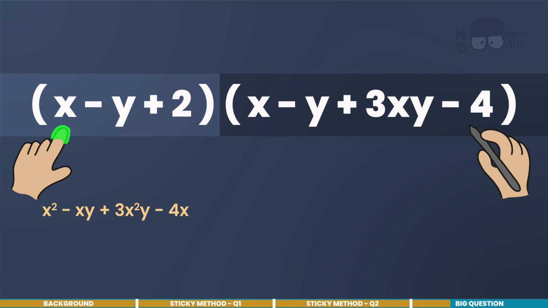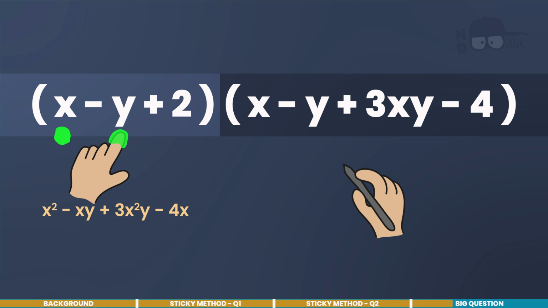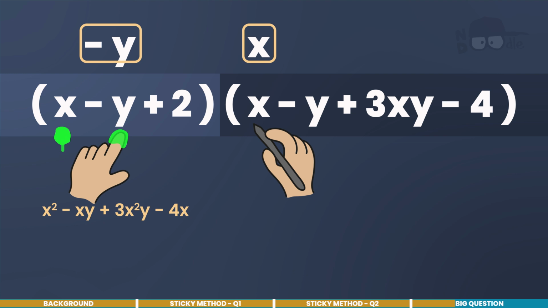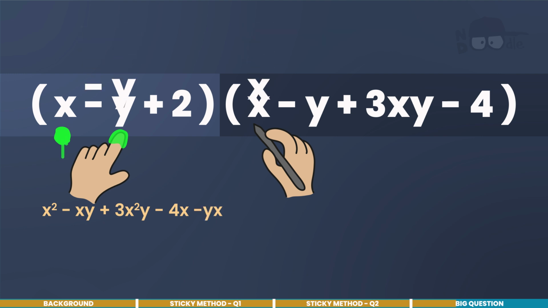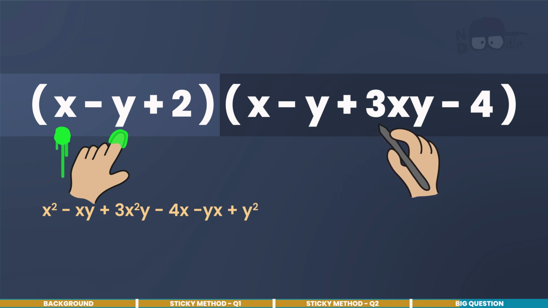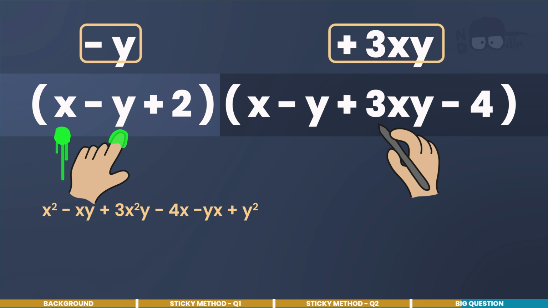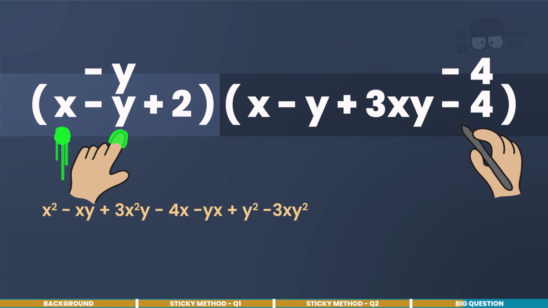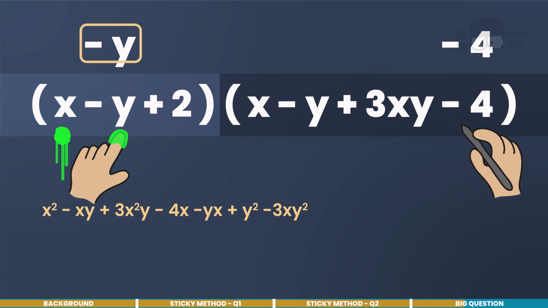We've got to the end of our right chunk, so we need to move our sticky finger along and go through it again. Our sticky finger is now on minus y. Going through the right chunk, we have minus y times x, which is minus yx. We then have minus y times minus y. The 2 minuses make a plus, and this gives us positive y squared. Minus y times 3xy is minus 3xy squared. And at the end of the chunk, we have minus y times minus 4. And the 2 negatives make a positive again, so we have plus 4y.